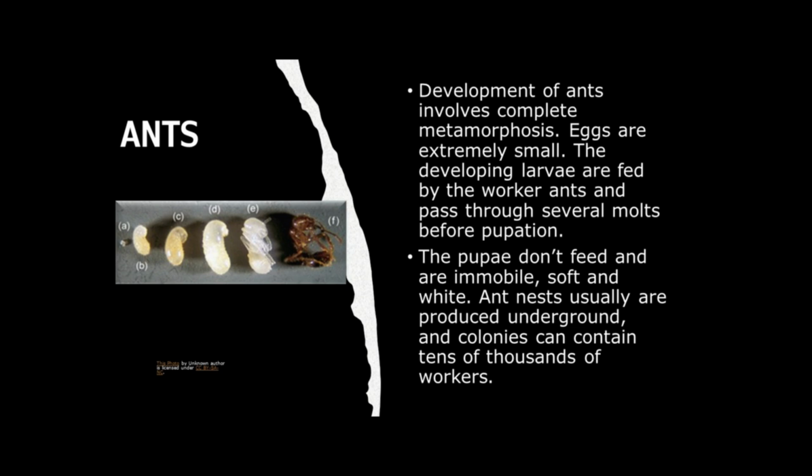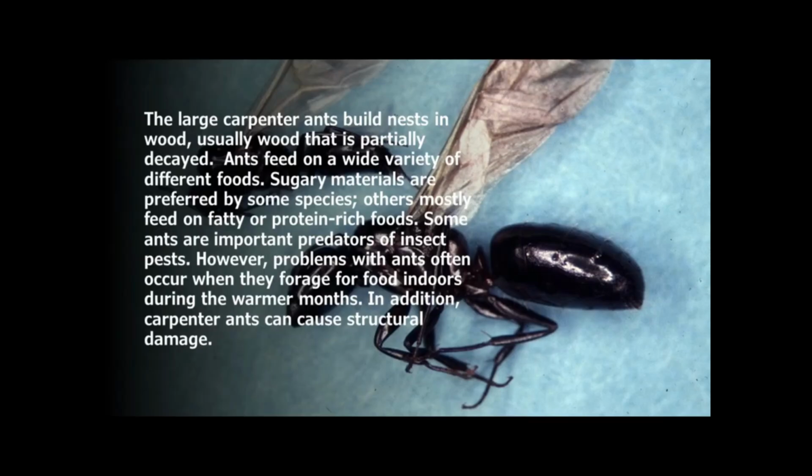Eggs are extremely small. The developing larvae are fed by the worker ants and pass through several molts before pupation. The pupae don't feed and are immobile, soft, and white. Ant nests usually are produced underground, and colonies can contain tens of thousands of workers. The larger carpenter ants build nests in wood, usually wood that is partially decayed.